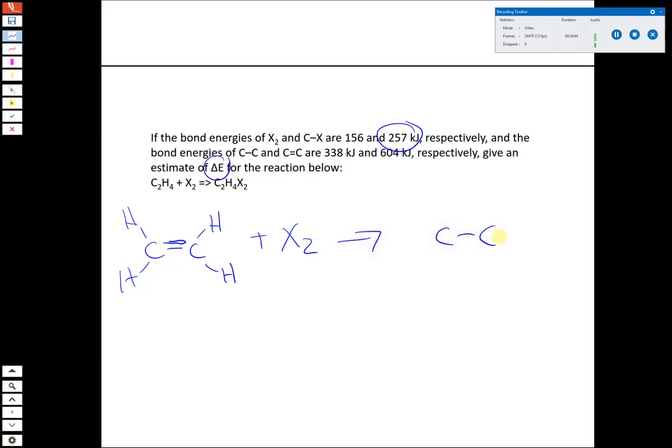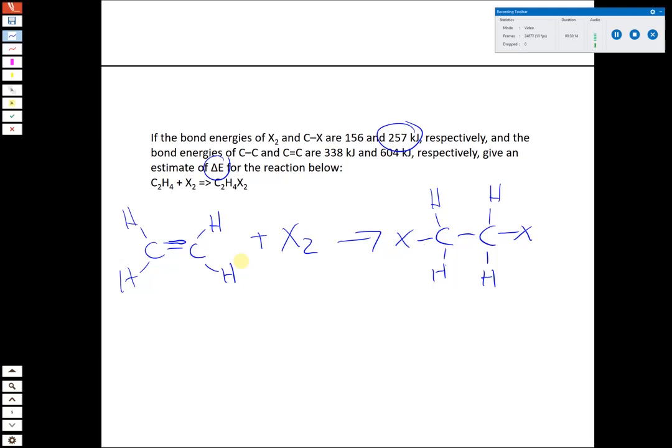Again, when you're drawing formulas like this, you need to just distribute things equally. So two hydrogens on each side as before, and then one X on each side. In this structure, we already have four bonds for each carbon: 1, 2, 3, 4, one to the carbon, two to hydrogen, one to X. So we don't draw a double bond here, we leave it as a carbon-carbon single bond. So then what we need to do is figure out, again, the sum of the bond energies on the reactant side, the sum of the bond energies on the product side, and subtract them.